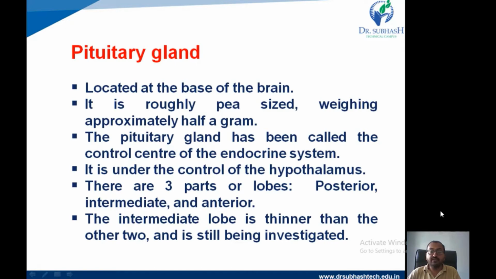There are three parts or lobes: first, posterior, second, intermediate, and third, anterior. The intermediate lobe is thinner than the other two and is still being investigated. We do not have much information about the intermediate lobe, so we will discuss the posterior and anterior pituitary gland and their secretions.